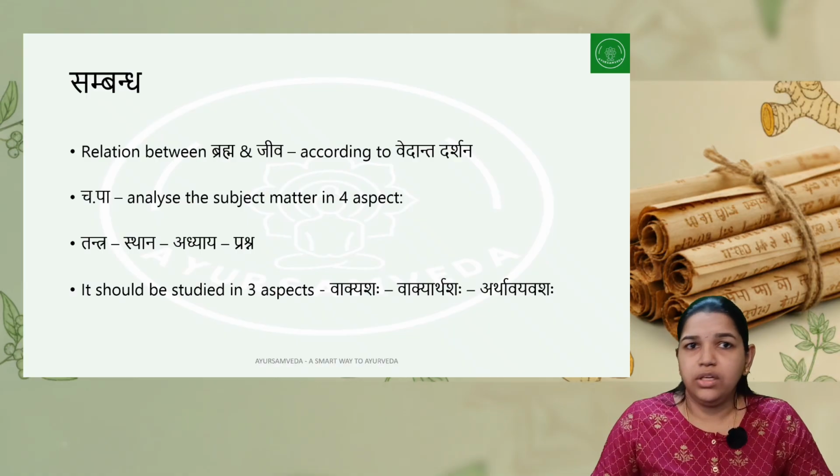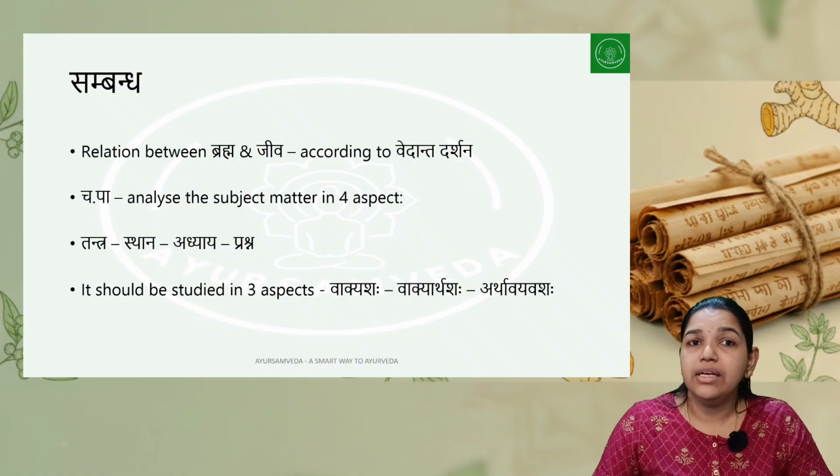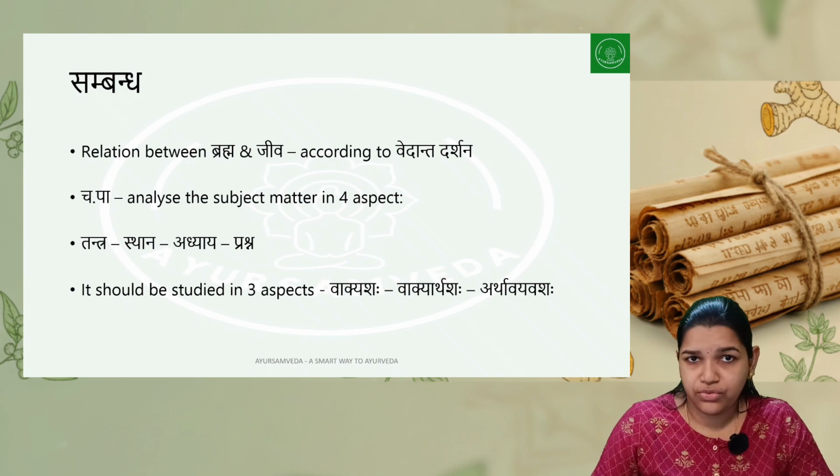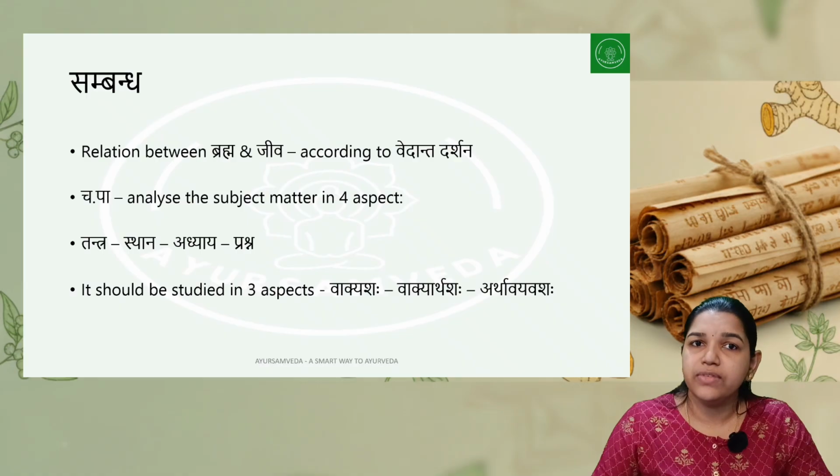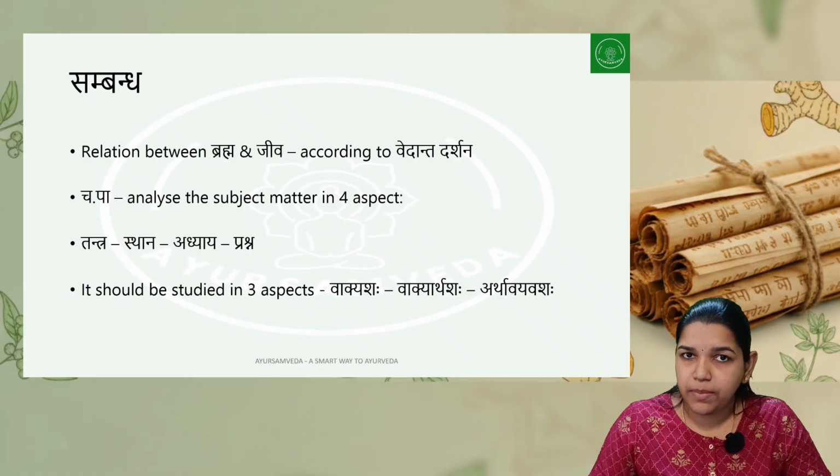If we come to the Samhitas, in Charaka Samhita it has been mentioned that the subject matter has to be analyzed in four aspects. That is, the Vishaya has to be analyzed in four aspects: Tantra, Sthana, Adhyaya, and Prashna. In these four ways we have to understand a particular matter so that a proper grip on that matter will be obtained.